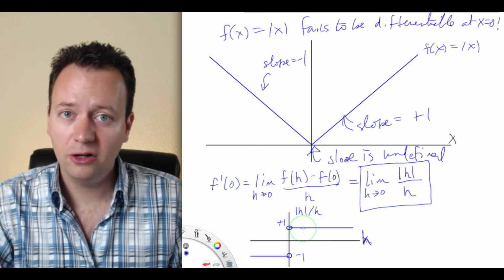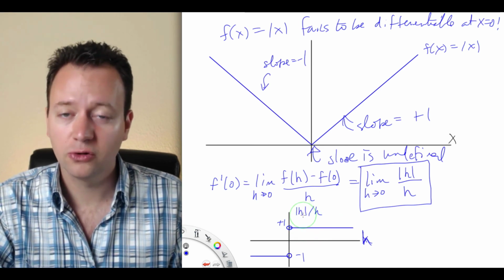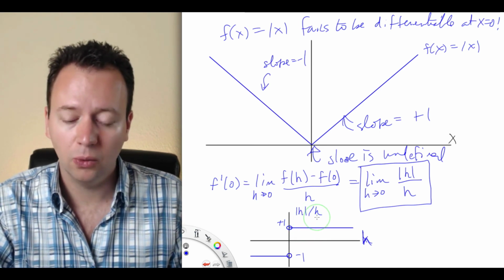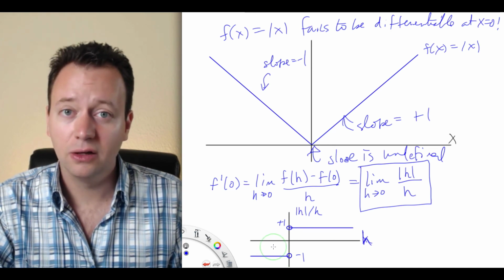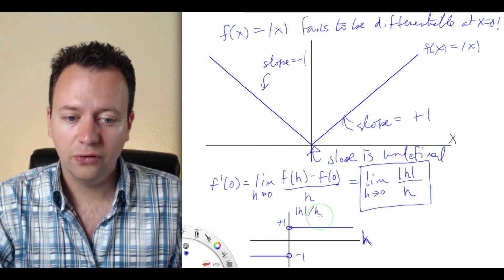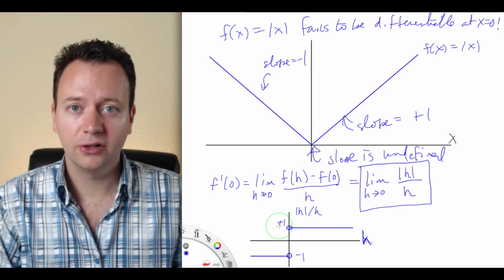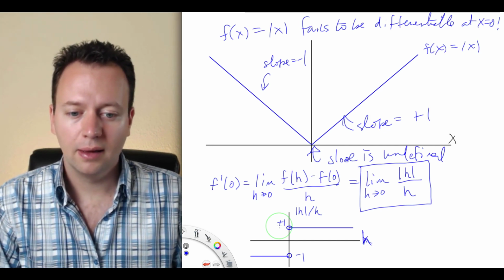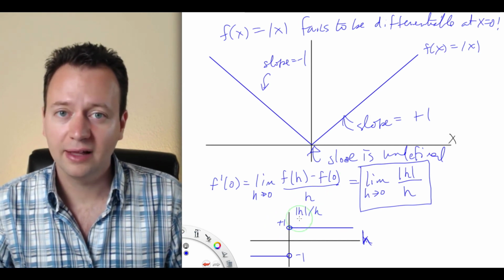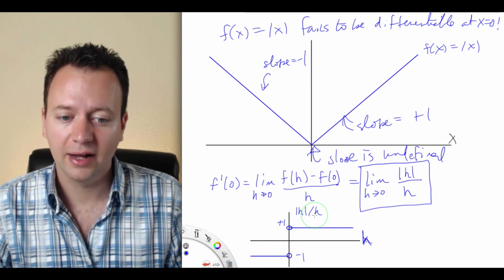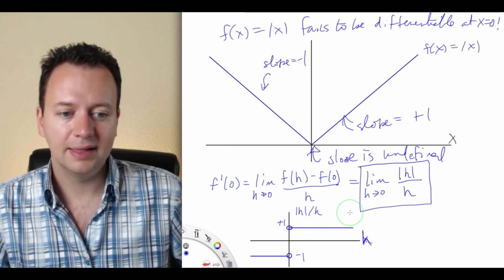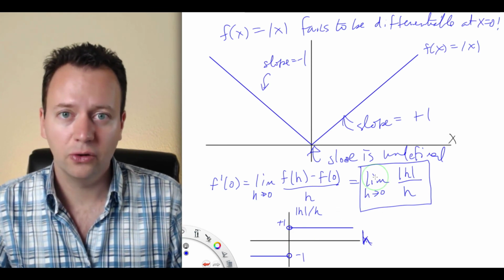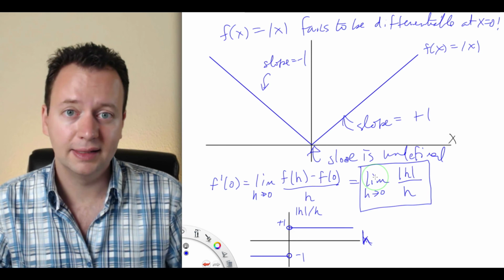Right, because if h is positive, the absolute value of h will equal h, and h over h is equal to 1. If h is negative, the absolute value will cancel out the sign for one of those factors, and so you get minus 1 down here. So the limit as h goes to 0 of the absolute value of h over h does not exist.